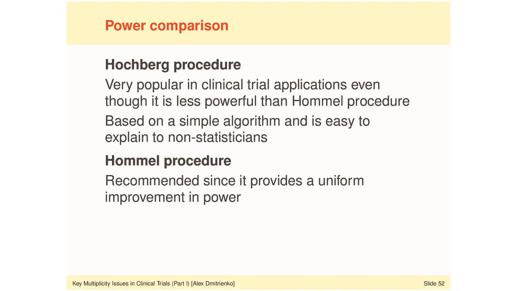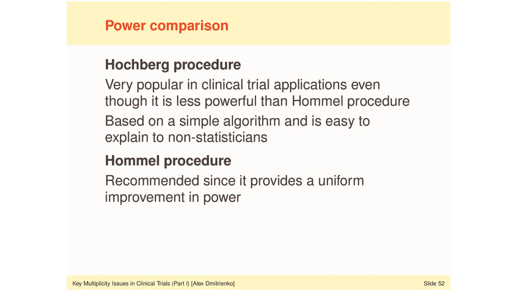The reason here is that the Hochberg procedure serves as a good example of the importance of simple decision rules or decision-making processes in biostatistical applications. The Hochberg procedure is very popular in clinical trials, despite the fact that it is known to be less powerful than the Hommel procedure. Thanks to the simplicity of the underlying testing algorithm, it is easy to explain to non-statisticians, to clinical project teams, and as a result of that, the Hochberg procedure remains the most popular procedure used in clinical trials.